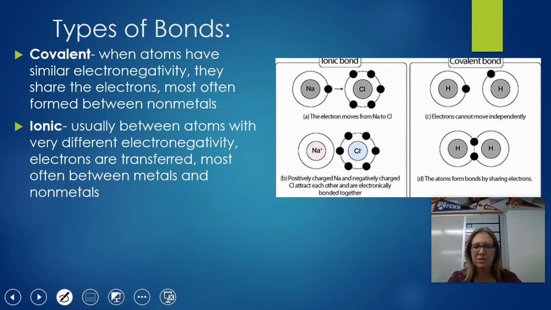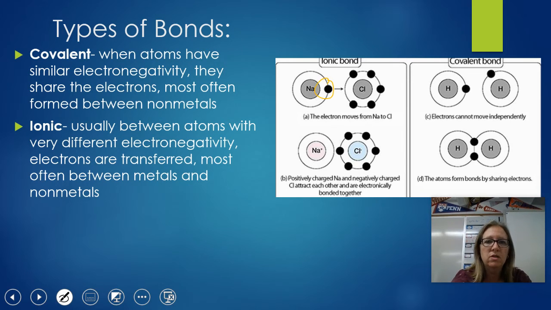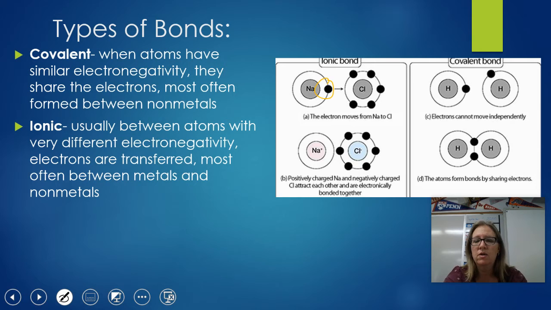They have very different electronegativities. The chlorine has a much higher electronegativity than the sodium. Plus, this type of bond typically happens between a metal and a nonmetal. So sodium is a metal, chlorine is a nonmetal, and so when those get together, what happens is that single valence electron from sodium leaves, and it literally transfers over to the chlorine, okay?